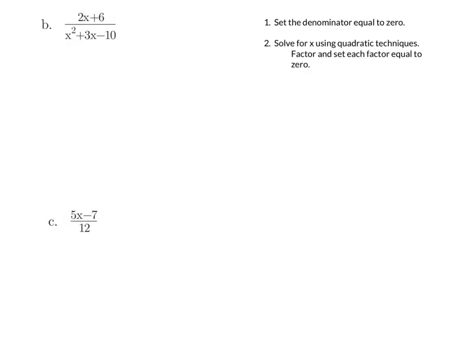Let's look at another example. Again, in order to figure out where this is undefined, we're going to set the denominator equal to 0. We get x squared plus 3x minus 10 equals 0. Since this is quadratic, we will need to use quadratic techniques. So we will want to factor and set each factor equal to 0.